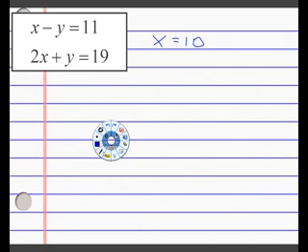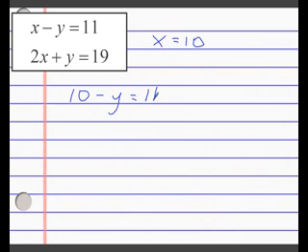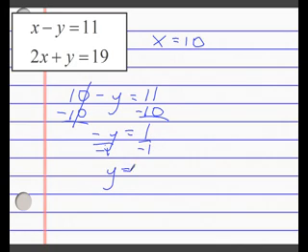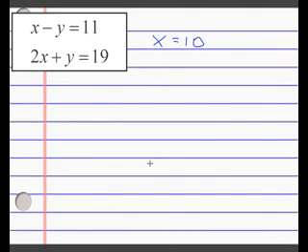Now choose one of those equations, and that first top one looks easy. So I'm going to do x, or 10, minus y equals 11. So I'll do the opposite of positive 10. I subtract 10 on both sides. And I get negative y equals 1. And I can't have a negative, so I'm going to divide everything by negative 1 and get y equals negative 1. So my solution set is 10 comma negative 1.